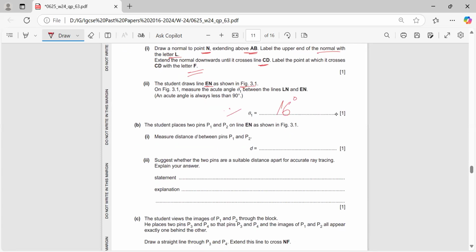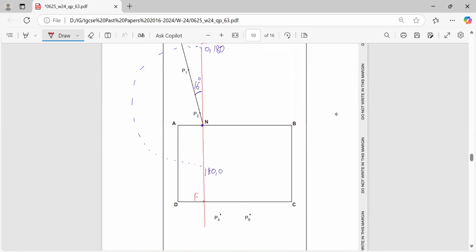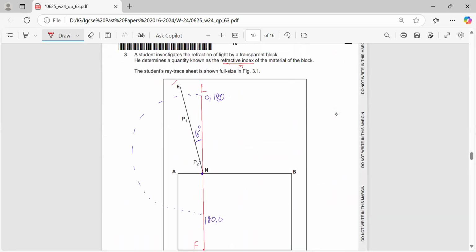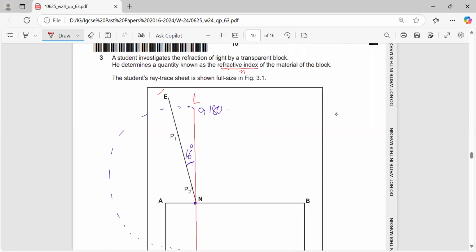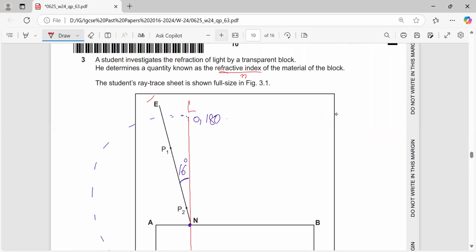The student places the two pins P1 and P2 on the line EN as shown in figure 3.1. Measure the distance D between the pins P1 and P2. So when we measure this distance D between P1 and P2, where are P1 and P2? You can check, this is P1 and this is P2. I have just squeezed this diagram, so let me make it comparatively bigger.